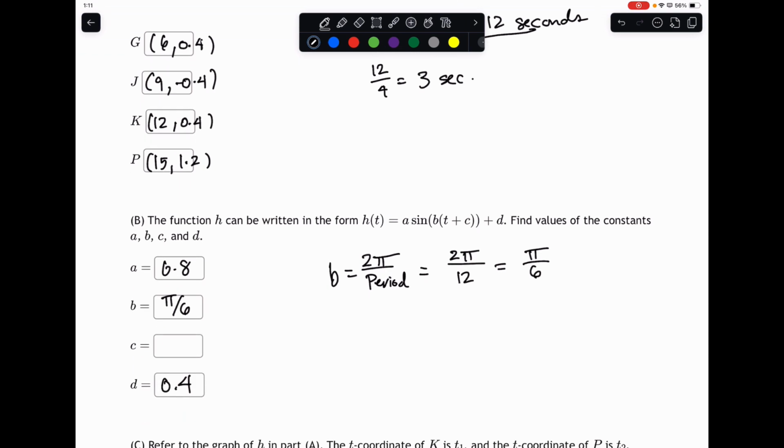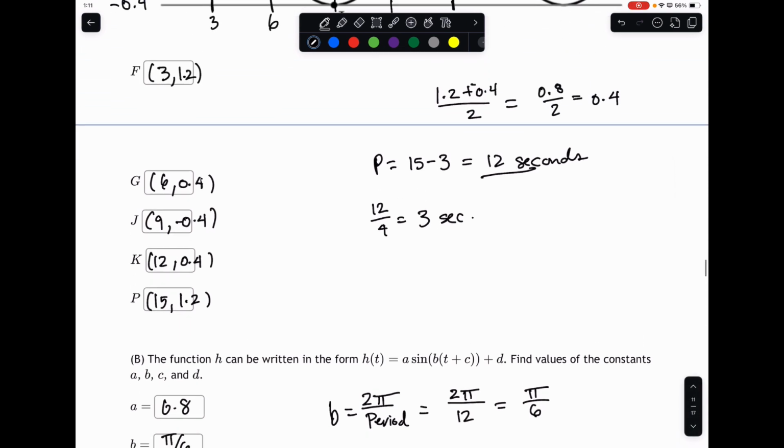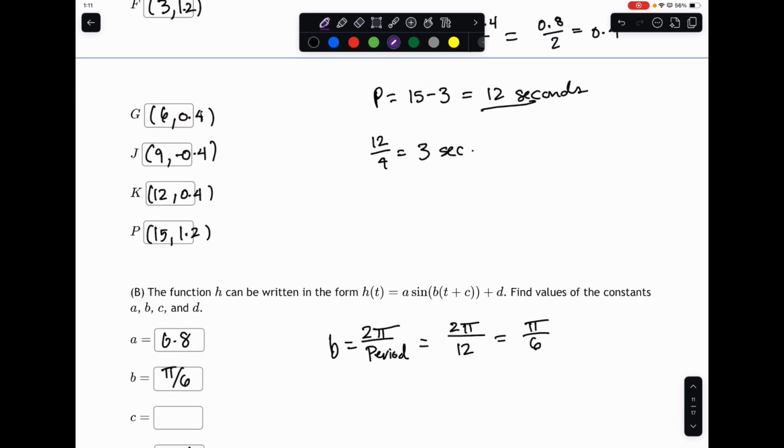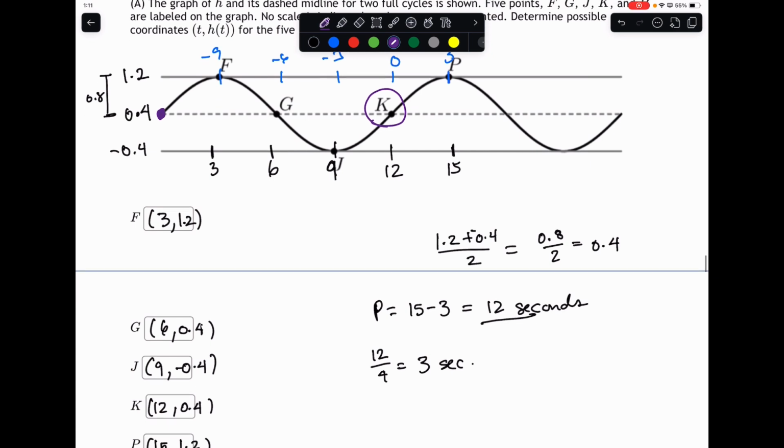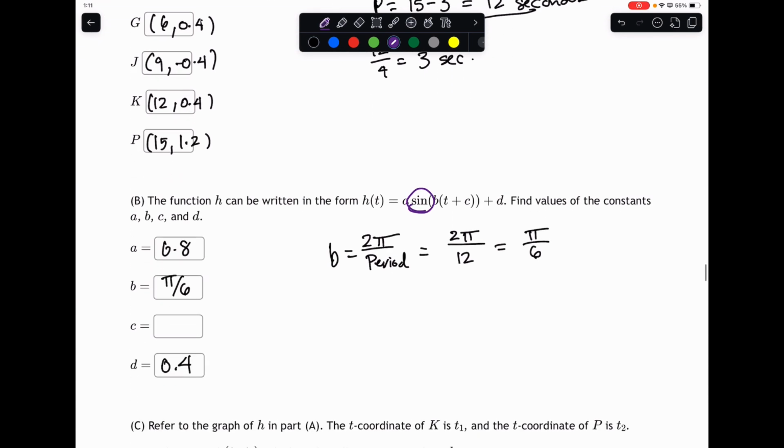And for part C, since we want a sine function, we have 2 starting points for a sine function, at this value here or at K. So let's just do it at K. Since K has an x value of 12, that means that C would have to be -12. And there are your answers for variables B and C.